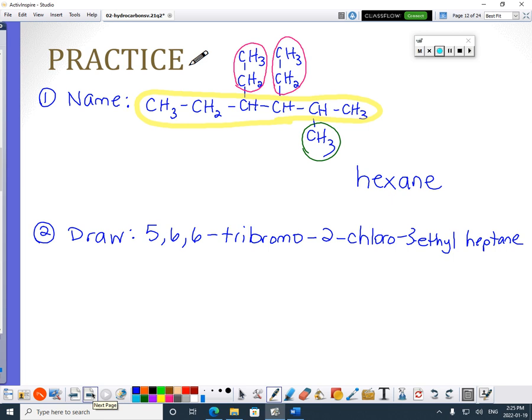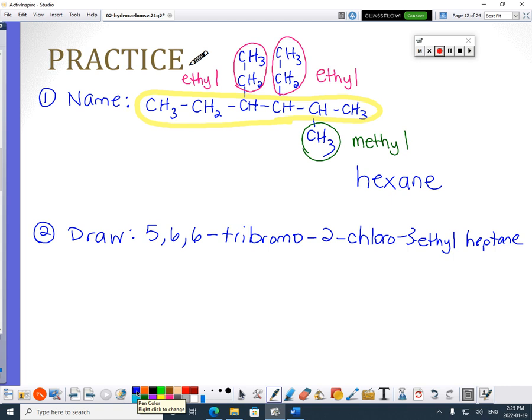So I circled them separately because this branch has 1 carbon, which is methyl. This branch, how many carbons does it have? 2. As does this one, okay? So ethyl is alphabetically before methyl. So I'm going to write that down first.